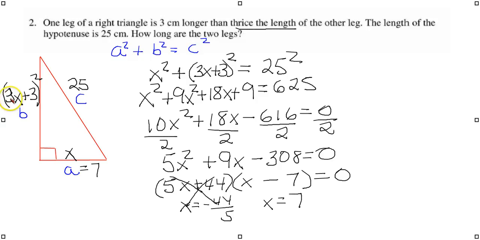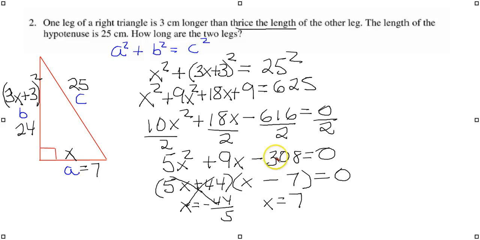This is going to be 3 times 7 is 21, plus 3 is 24, and 25. So they're asking how long are the two legs? Well, the short leg is 7, the long leg is 24. And how did we do it? Well, we used the Pythagorean Theorem, read the problem carefully, made a picture, put values for our legs, and then substituted into the Pythagorean Theorem, and there are all the steps.